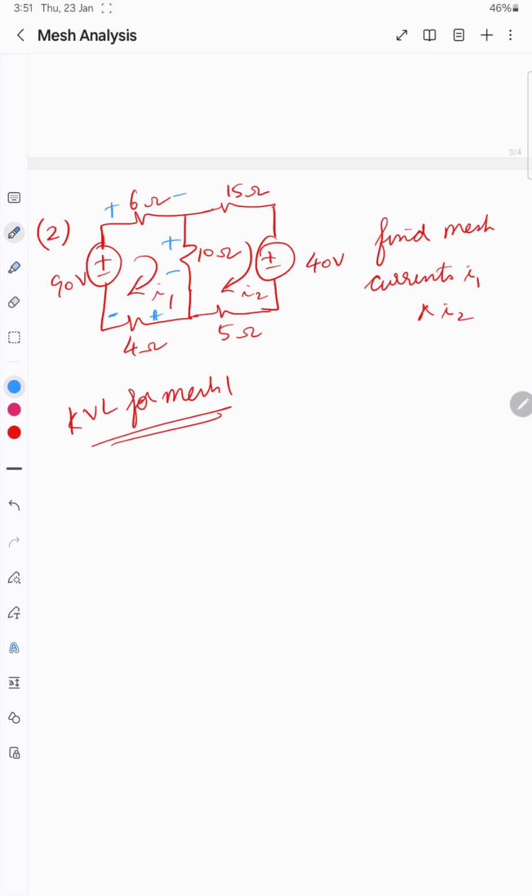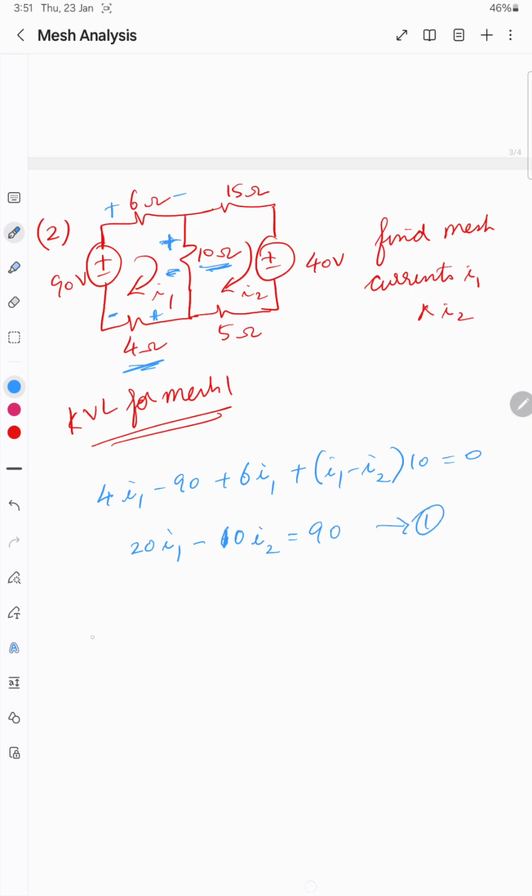Okay, right. So if you take the voltage drop across 4 ohms, it would be 4 times I1, then minus 90 volt plus 6 times I1, plus for the 10 ohms the I1 is entering the plus where I2 is entering the minus, so the net current is I1 minus I2 times 10 is equal to 0. So if you add, it would be 20 I1 minus 10 I2 equal to 90. This is the equation 1.